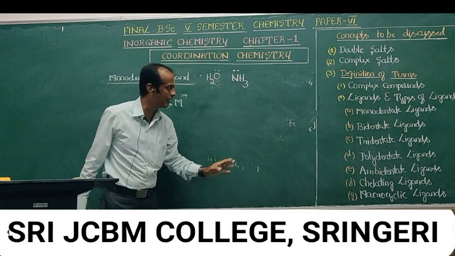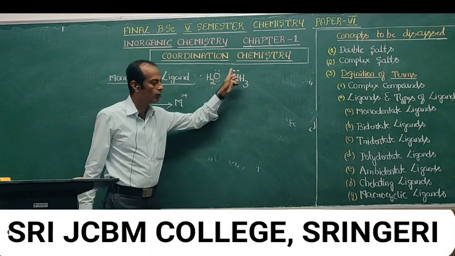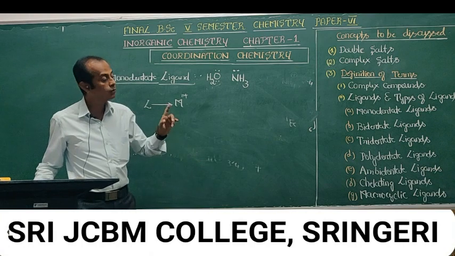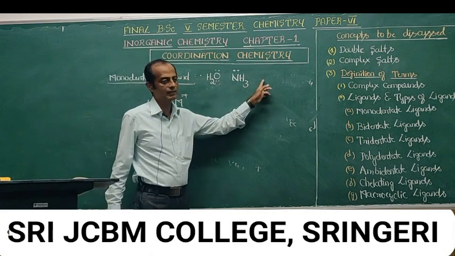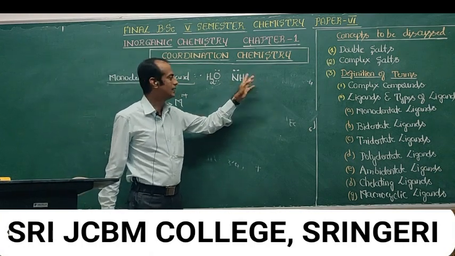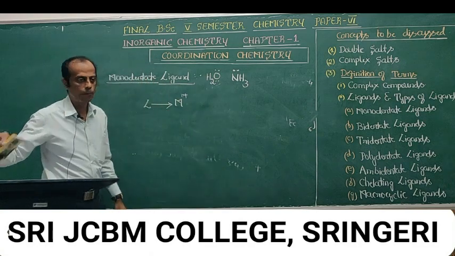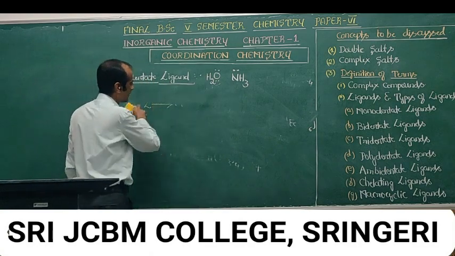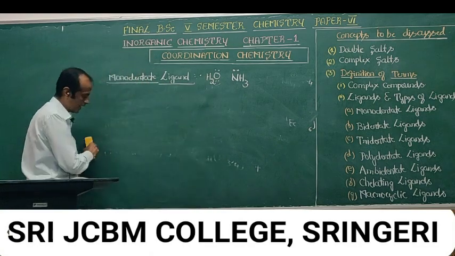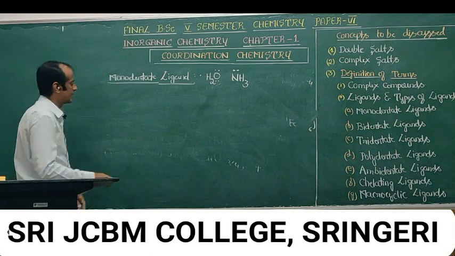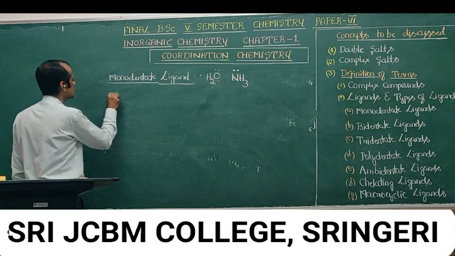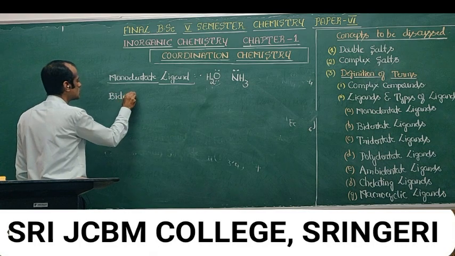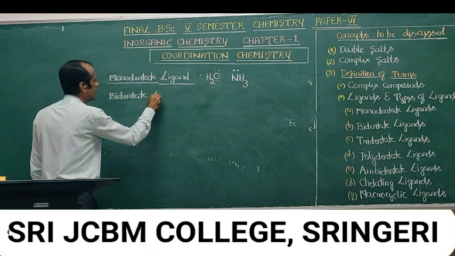Or in the case of ammonia, the nitrogen atom has a lone pair of electrons, and it can donate one pair of electrons to the central metal atom to form a coordination bond. So these two are examples for monodentate ligands. After this, now consider bidentate ligands.